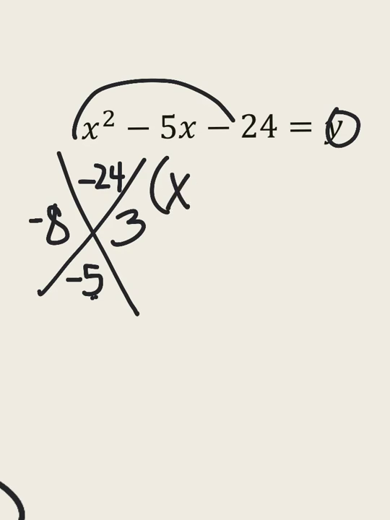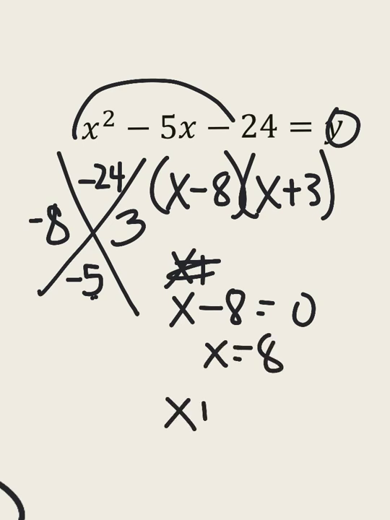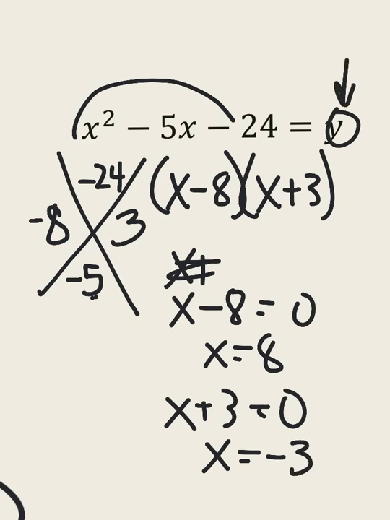So here are our factors, and each of them is going to be set equal to 0. So x is 8, and then x plus 3 is equal to 0, so x is negative 3. Key ideas: set it equal to 0, got to use the factored form, and each factor is set equal to 0 and solved.